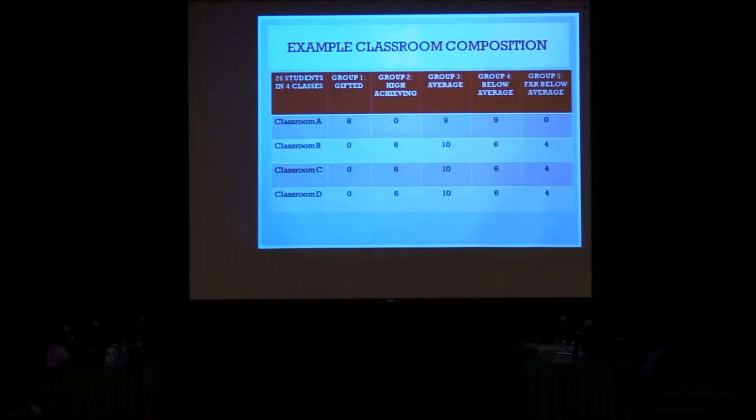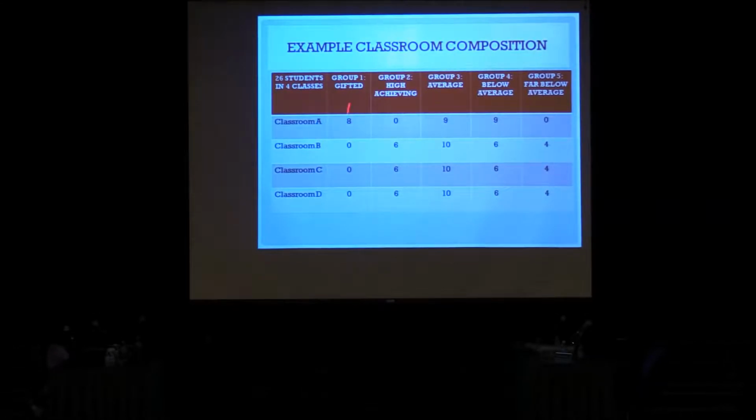Shortcomings as well. So, what does a cluster grouped classroom look like? This example up here gives you a peek at what would happen if you have 104 students spread across 4 classes. Classroom A would be your gifted cluster, right? So we have 26 students.